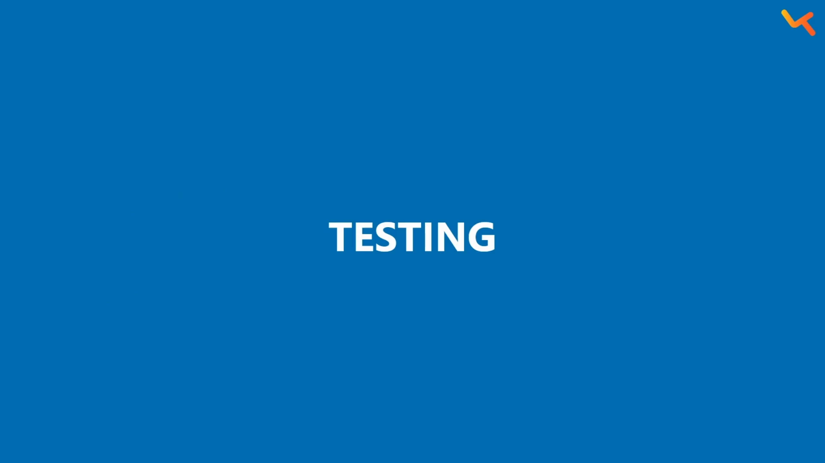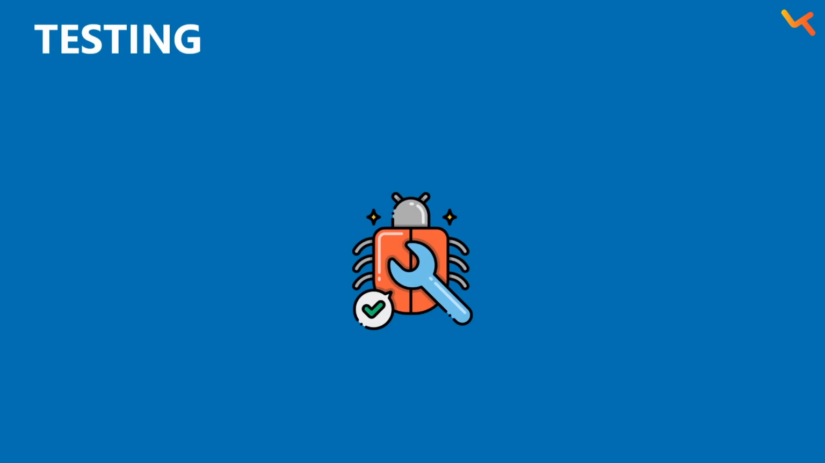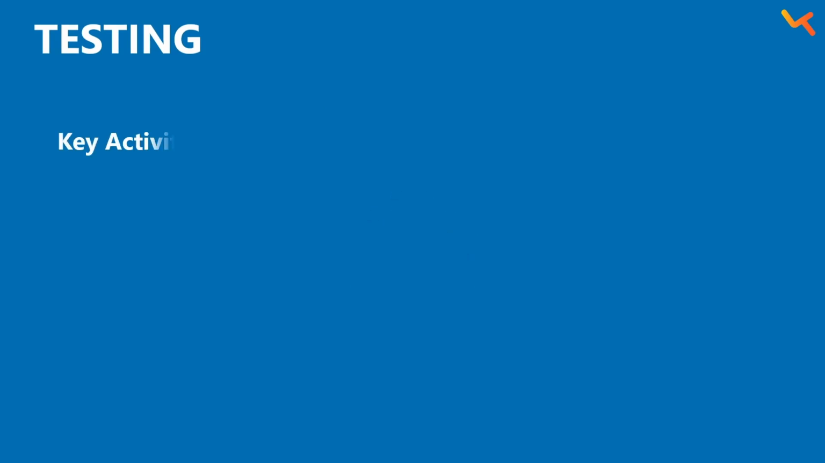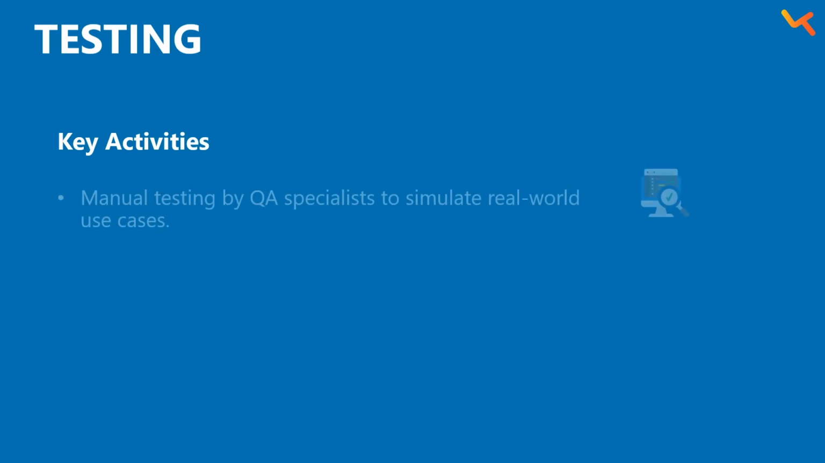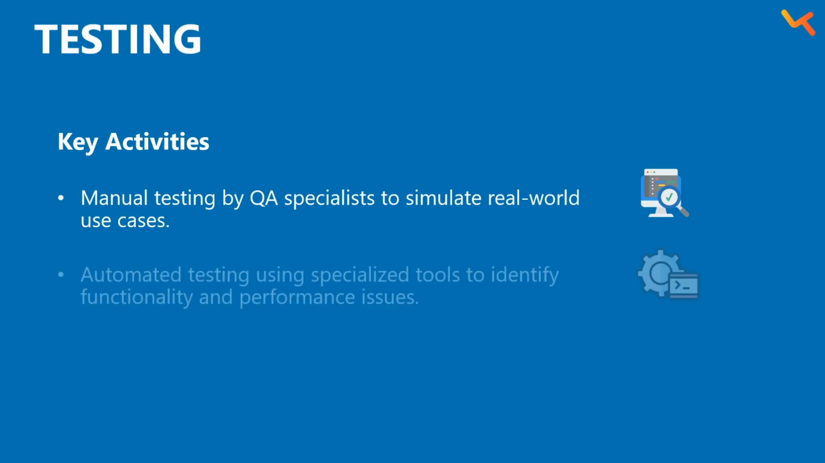Testing is the fifth phase. So quality assurance takes center stage in this particular phase to identify and fix any bugs. The key activities of this phase are: the QA team does manual testing to simulate real world use cases. They do automated testing using specialized tools to identify functionality and performance issues.